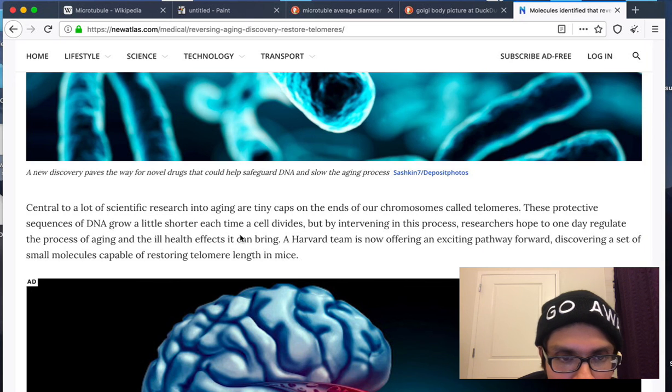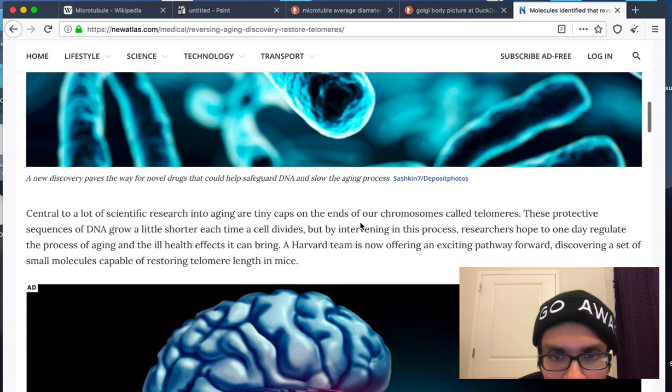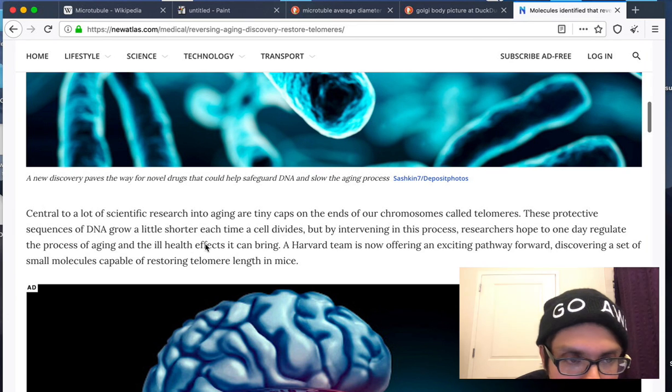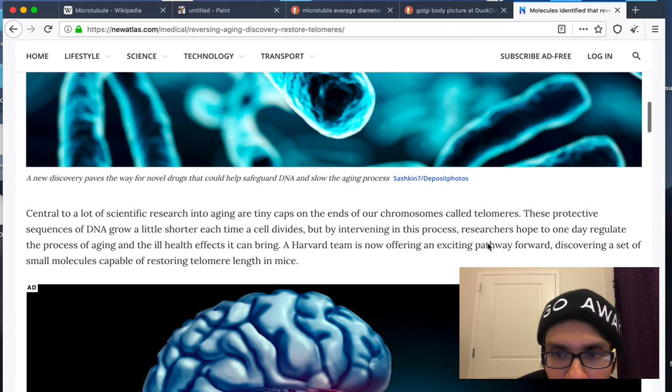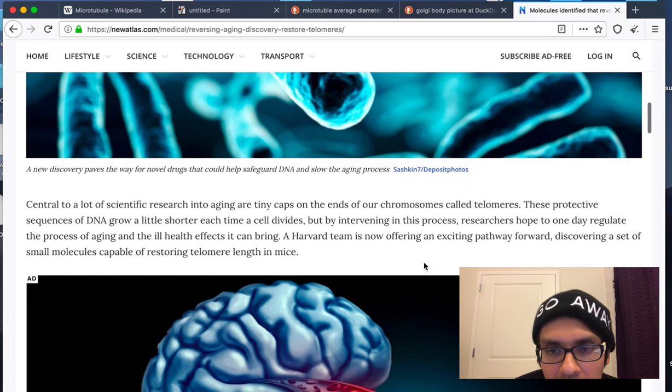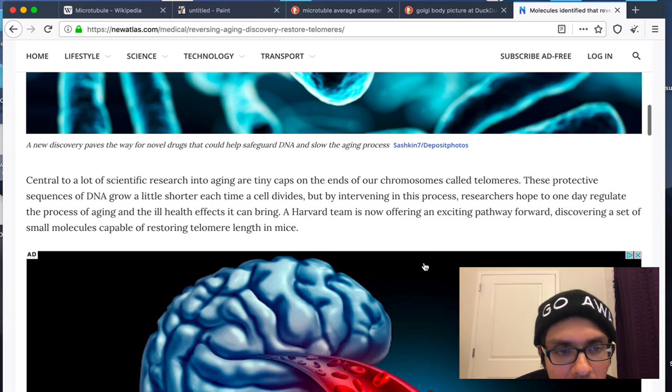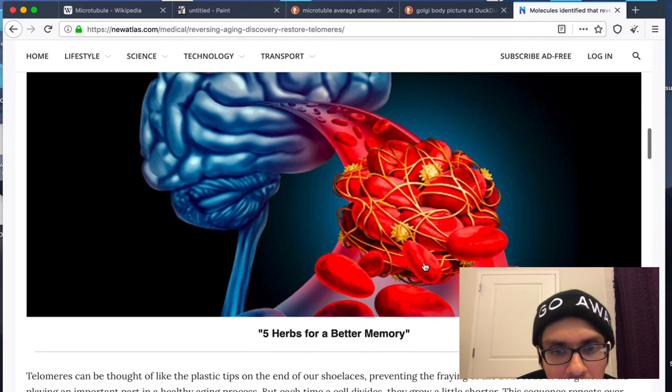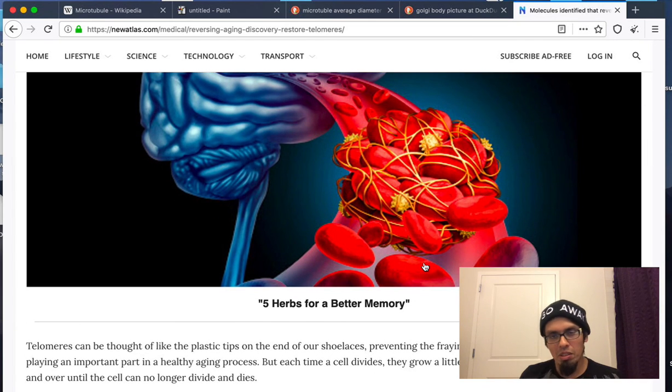Central to a lot of scientific research into aging are tiny caps on the ends of our chromosomes called telomeres. A lot of people know about these tiny caps called telomeres. These protective sequences of DNA grow a little shorter each time a cell divides. By intervening in this process, research hopes to one day regulate the process of aging and the ill health effects it brings. A Harvard team now offering an exciting path forward, discovering a set of small molecules capable of restoring telomere length in mice. Okay, it's capable of restoring telomere length in mice, but under what conditions?